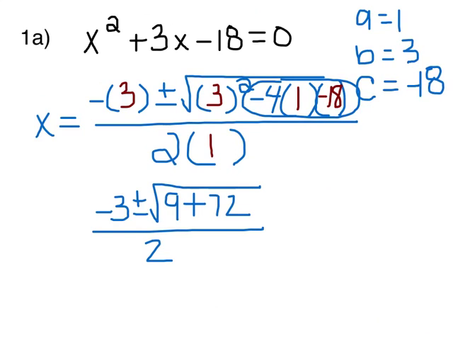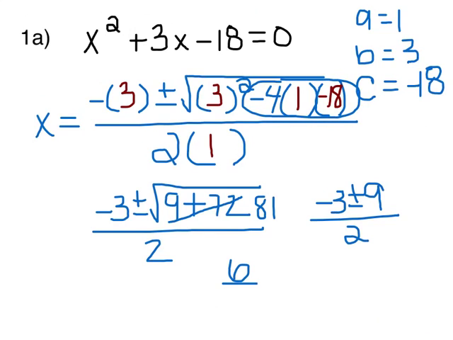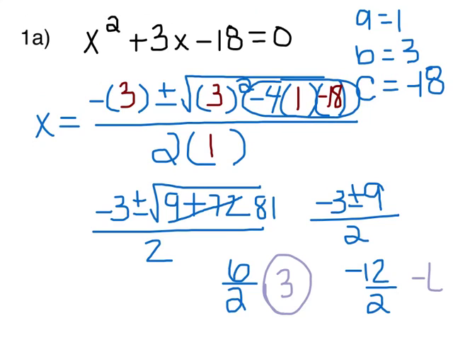We can now add the inside of our square root. 72 plus 9 gives us 81. So we have a negative 3 plus or minus the square root of 81, which is 9, over 2. And at this point, we'll break our problem up into negative 3 plus 9, which gives us 6 over 2, and negative 3 minus 9, which gives us a negative 12 over 2. Our two answers are 6 divided by 2, which is 3, negative 12 divided by 2, which is a negative 6.